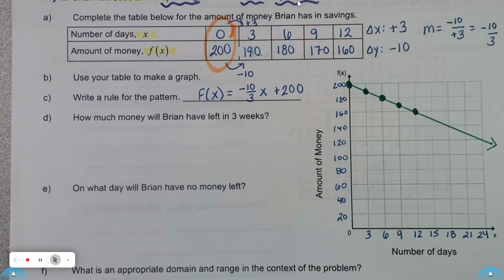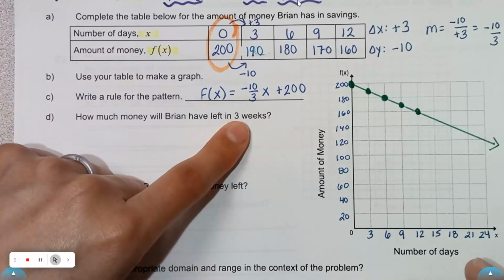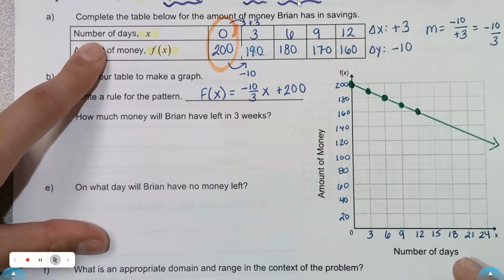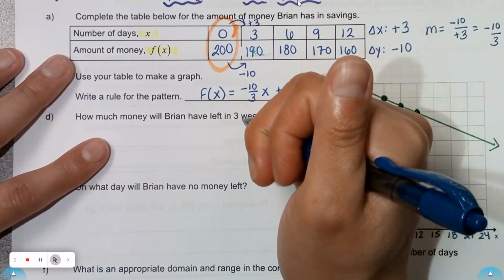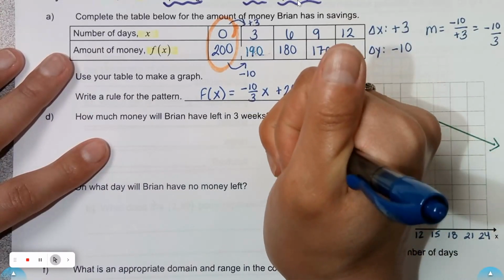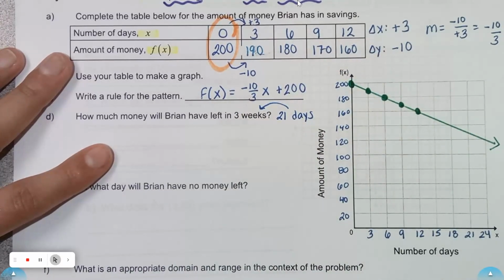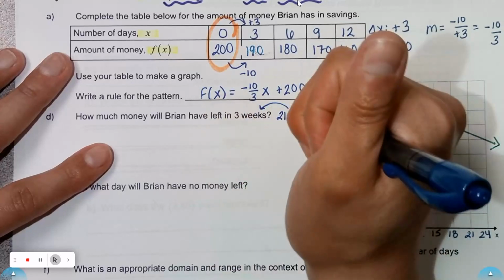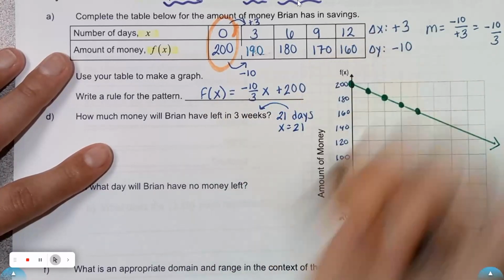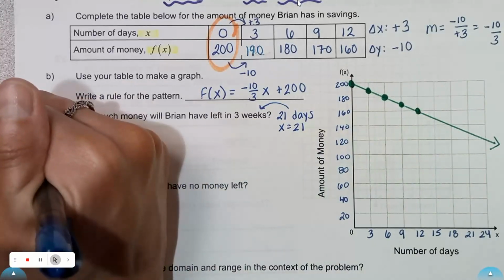Okay, perfect. D says, how much money will Brian have left in 3 weeks? What's difficult here is that your table is in terms of days, so you need to change weeks to days. Because I don't have a lot of space, there are 7 days in 1 week, and 7 times 3 is 21. So 21 days is the same as 3 weeks. What I'm going to do is I'm going to plug in 21 for both of the x's that I see. So my x here is 21. So anywhere I see an x, I see it in 2 spots, I'm going to plug in 21.